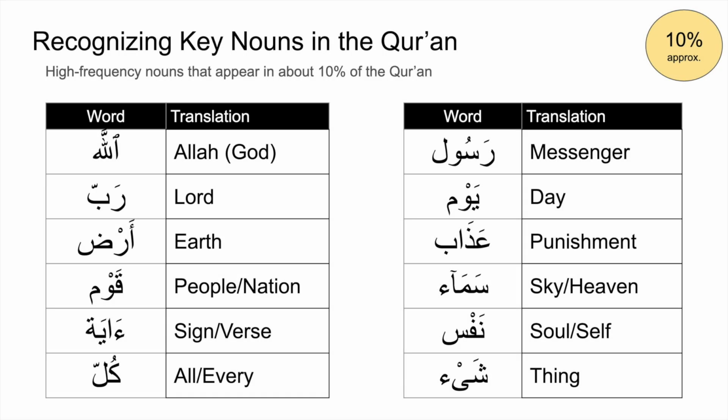These are some of the most common nouns in the Quran. الله. رب. أرض. قوم. آية. كل. رسول. يوم. عذاب. سماء. نفس. شيء. You will see these words again and again. Together they appear in about 10% of the Quran.